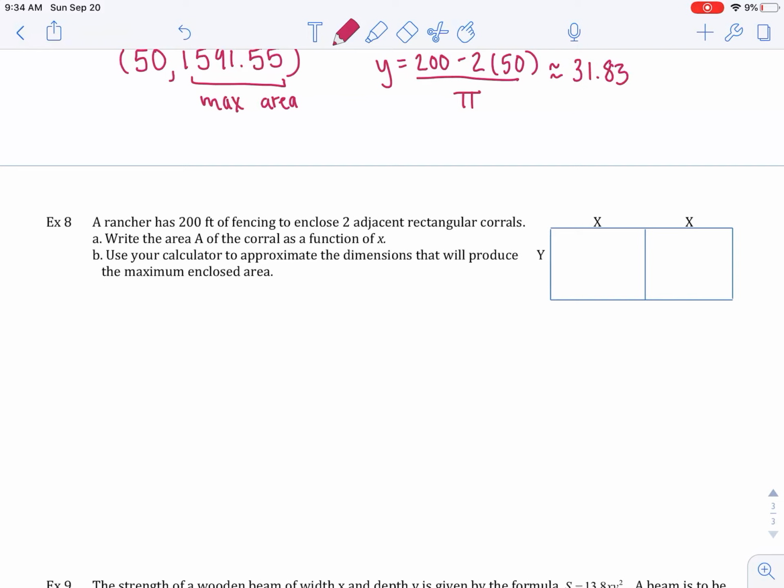A rancher has 200 feet of fencing to enclose 2 adjacent rectangular corrals. Okay. Write the area A of the corral as a function of x. All right, let's go, thinking back to Algebra 1 when you just had to do perimeter of a rectangle, right?